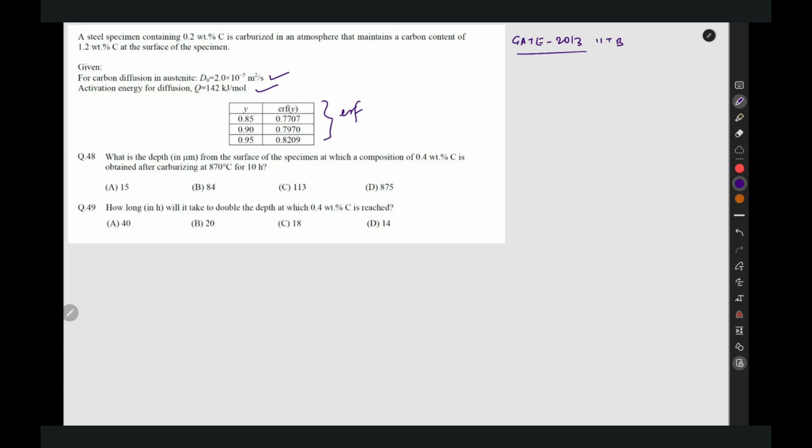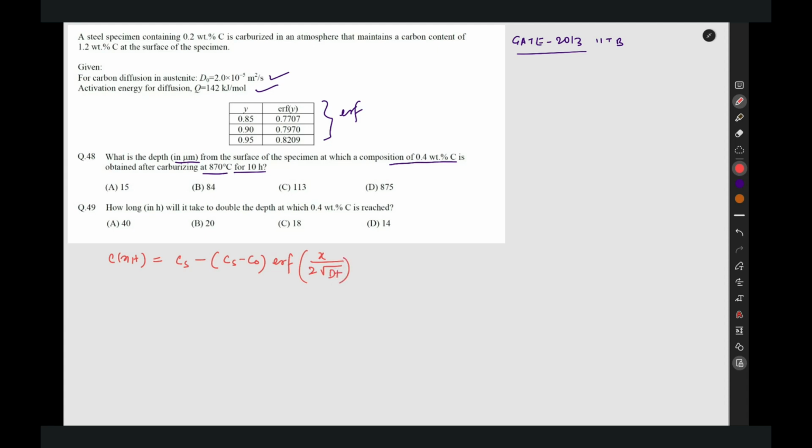First question: what is the depth in micrometers from the austenite surface of the specimen at which a composition of 0.4 weight% carbon is obtained after carburizing at 870 degrees Celsius for 10 hours? From Fick's second law of diffusion, C(x,t) equals Cs minus C0 erf of x by 2 root Dt.